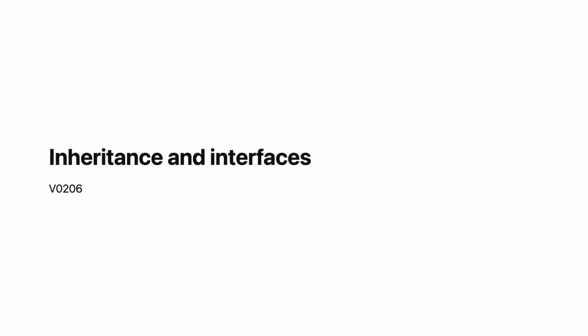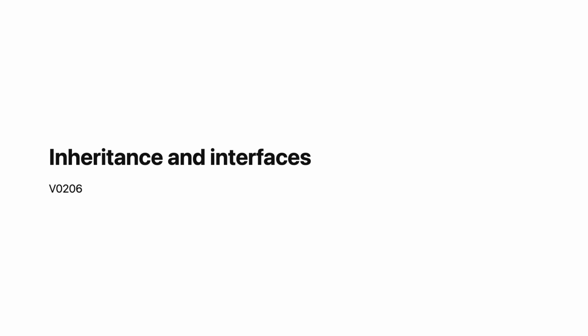Inheritance and interfaces. Classes let us define types, but types often share structure and behavior. An employee is a kind of person. A manager is a kind of employee. Today we learn how Kotlin handles these relationships through inheritance and interfaces.